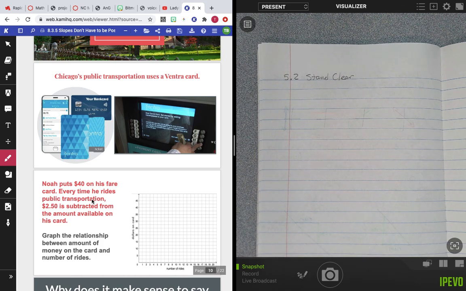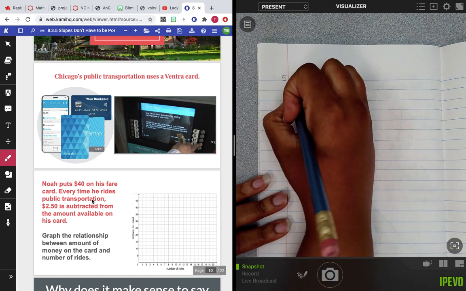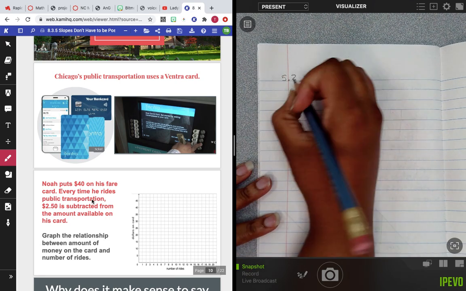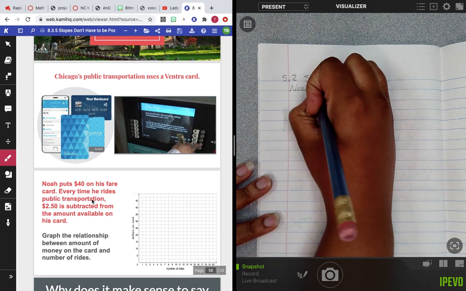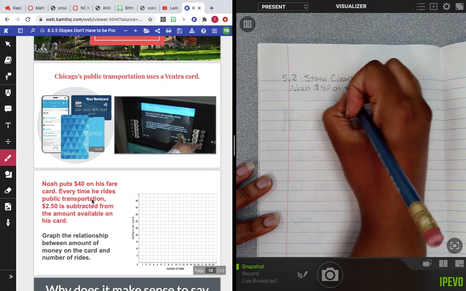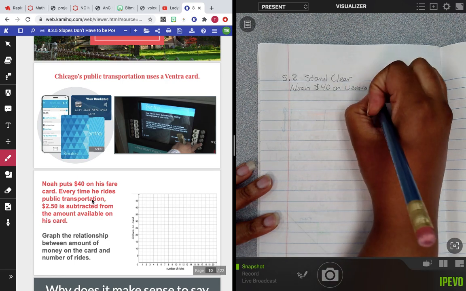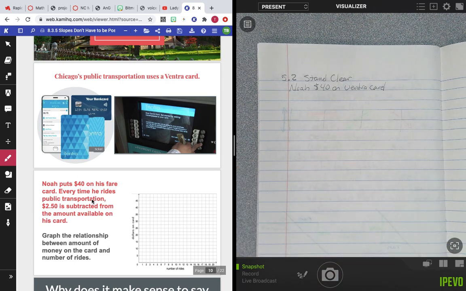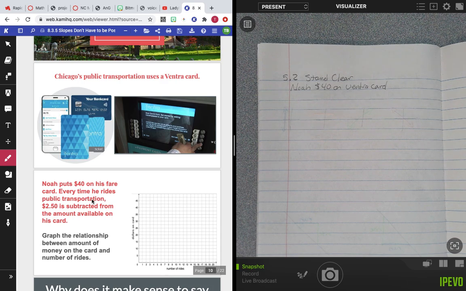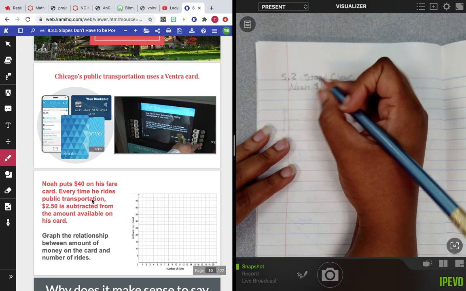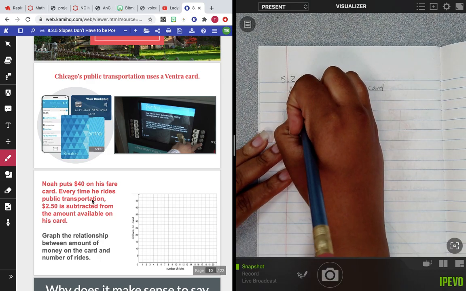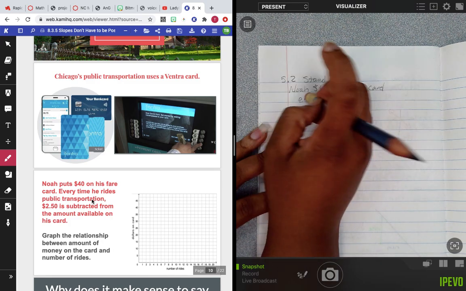So here we have Noah. He puts $40 on his card. So Noah has $40 on his Ventra card. And it tells me every time that he rides, it costs $2.50, which is subtracted from what's on the card. So that tells me that every ride costs $2.50. Each ride. Let's use that.